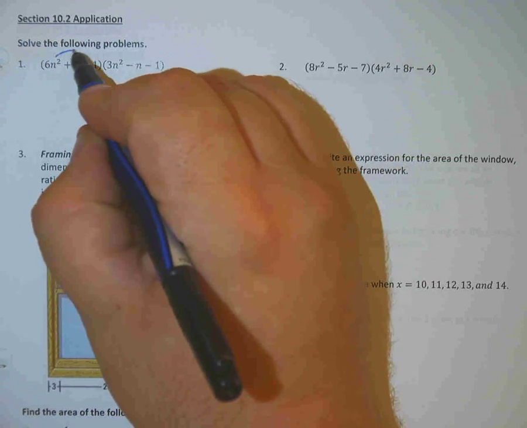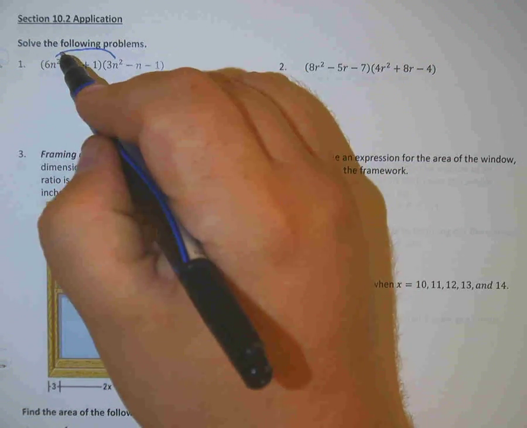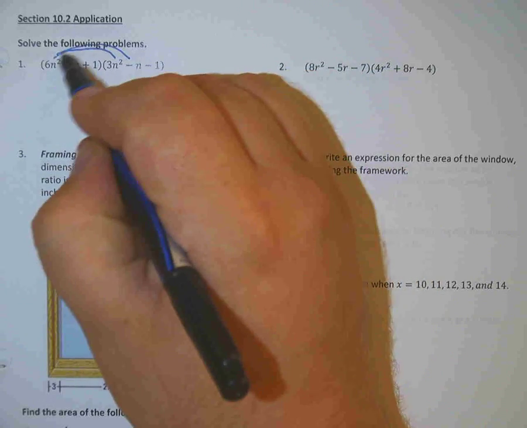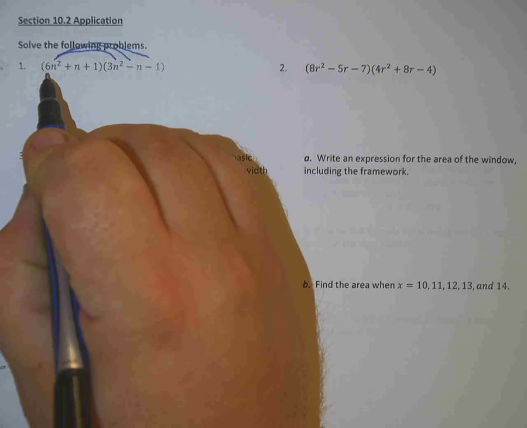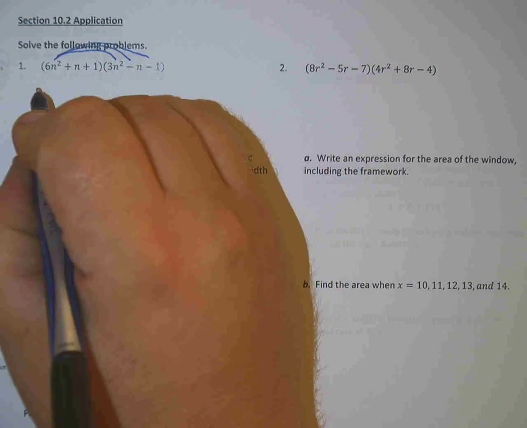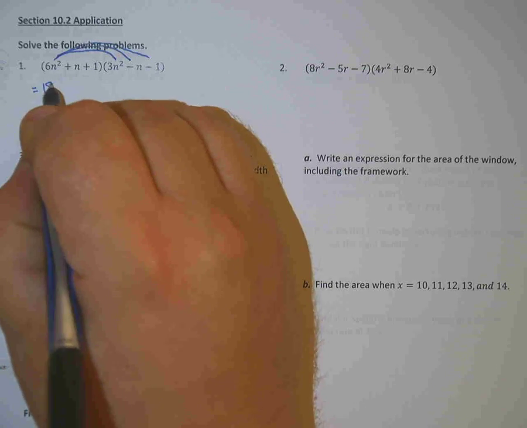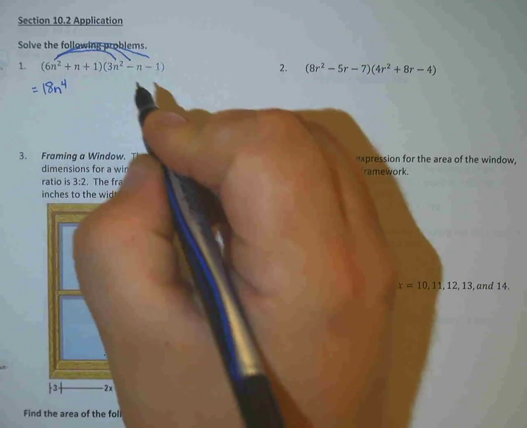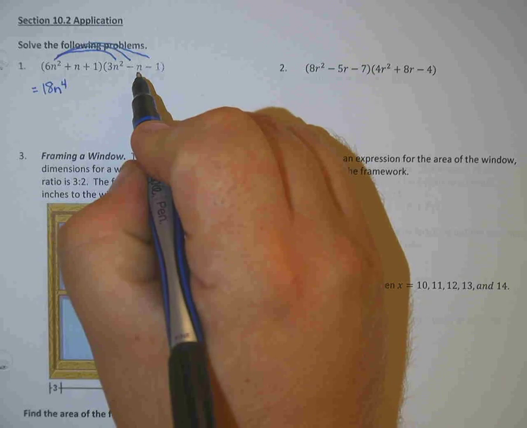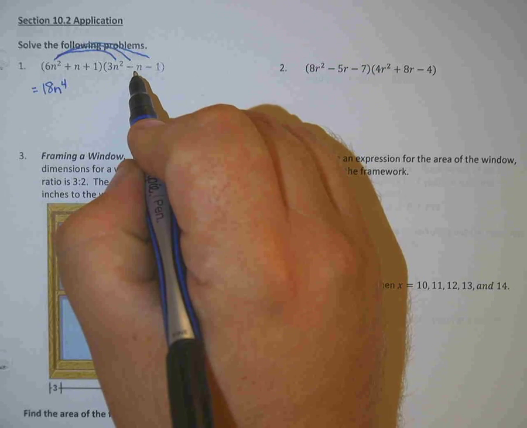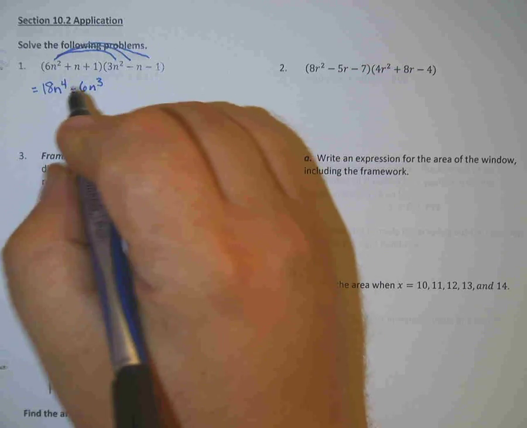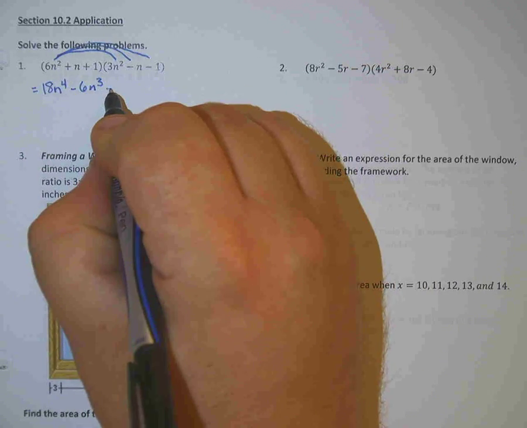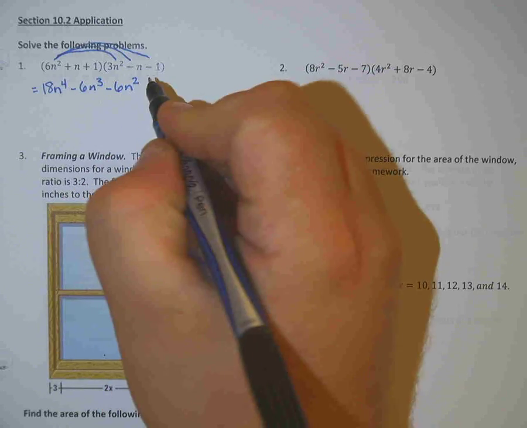So I'm going to go 6n squared times all of it. It's going to get kind of confusing with my lines here because I'm going to have a lot of sets of them. But so I have 6n squared times 3n squared. 6 times 3 is 18, and that's going to be n to the fourth. 6n squared times negative n will be negative 6n cubed. And 6n squared times negative 1 is negative 6n squared.